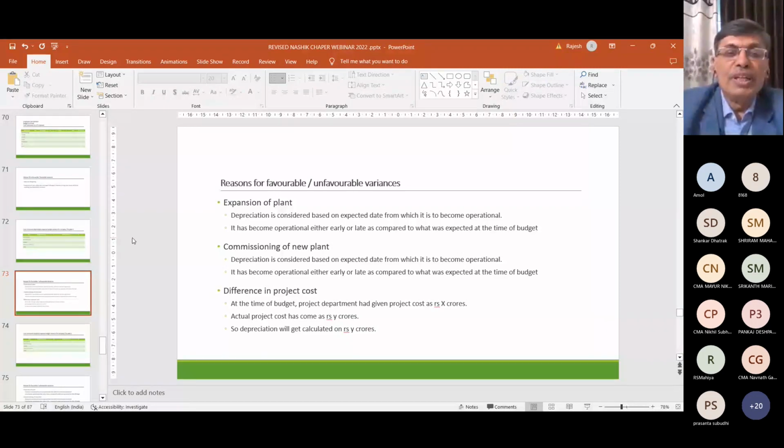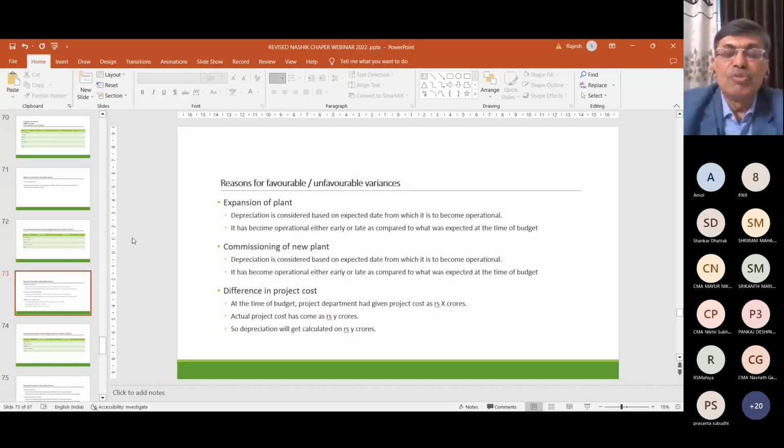Then, commissioning of a new plant. Depreciation is considered based on the expected date from which it becomes operational. Again, it has become operational either from an early date or from a later date as compared to what was envisaged in the budget. Accordingly, it will give rise to either favorable variance or unfavorable variance.